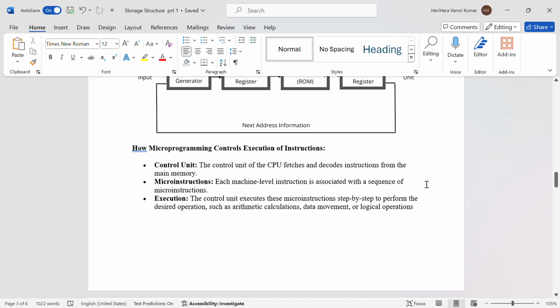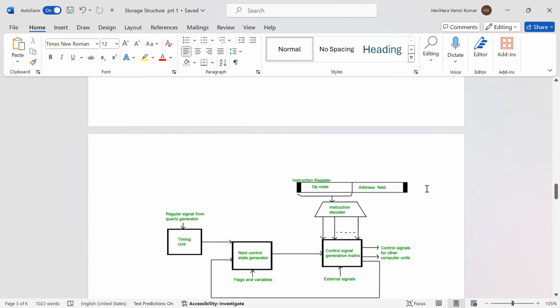Control unit: the control unit of the CPU fetches and decodes instructions from the main memory. Microinstructions: each machine level instruction is associated with a sequence of microinstructions. Execution: the control unit executes these microinstructions step by step to perform the desired operations, such as arithmetic calculations, data movement, or logical operations.